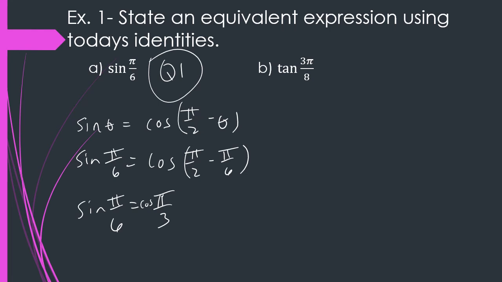Tan of 3 pi over 8. Depending on your fraction work, you know that's in quadrant 1. If your fraction work isn't very good, think about it in terms of degrees first. So change pi to 180, do 3 times 180 divided by 8. You'll have an acute angle in quadrant 1.